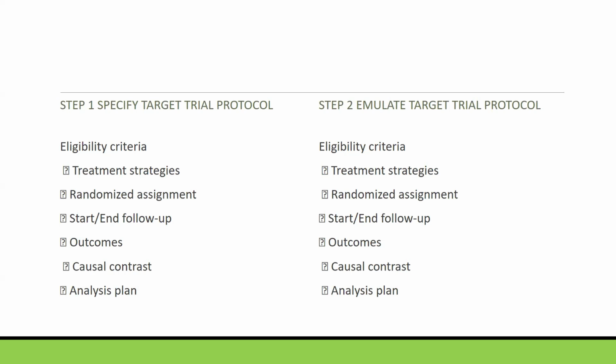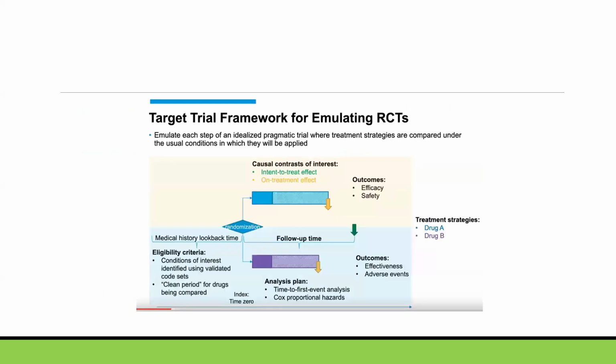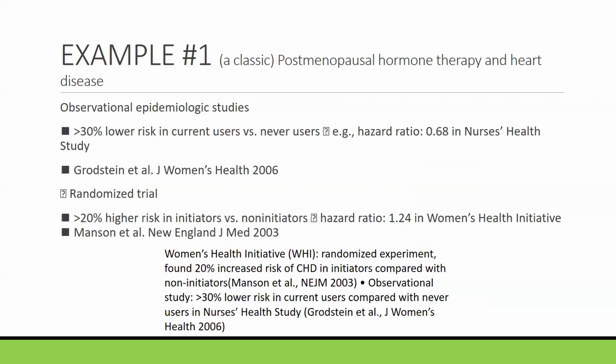Okay, you have observational data. You have to give a similar definition to the one you gave for the hypothetical trial. You give the same definition for eligibility, treatment strategy, start of follow-up, outcome, causal contrast, and analysis. You put the same. Okay, those are the steps.